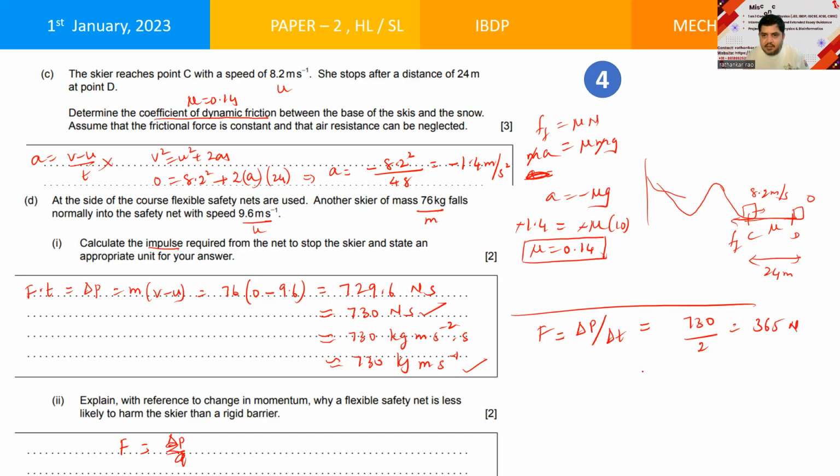365 Newton is equal to, I'll write this as 36.5 multiplied by 10. Why should I put 10? This I'll explain. If I write this 10, I can write this as 36.5 g, which is equal to some m into g. It means that if you have 65 kgs and you crash onto the flexible net, you will feel a force as if a 36 kg weight is being hit on you for a very short interval of time, only 2 seconds.